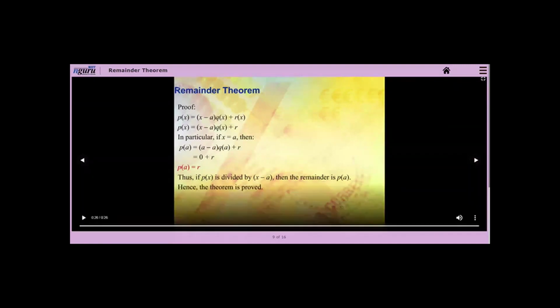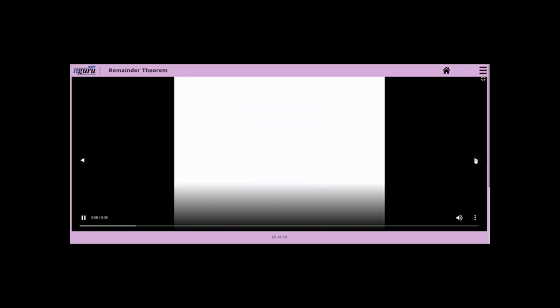If it is divided by x plus a, what is the remainder? X minus a, the remainder is P of a. If it is divided by x plus a, then what will be the remainder? P of minus a. Correct. P of minus a.